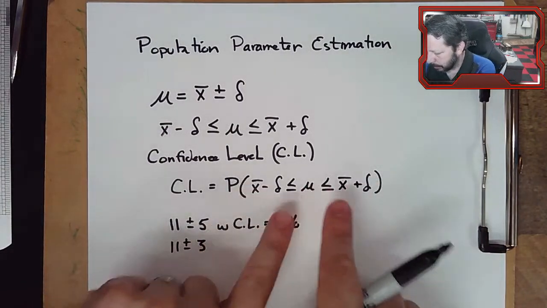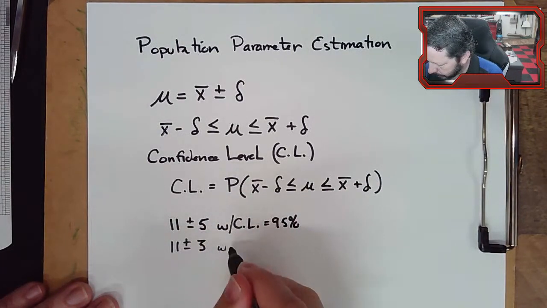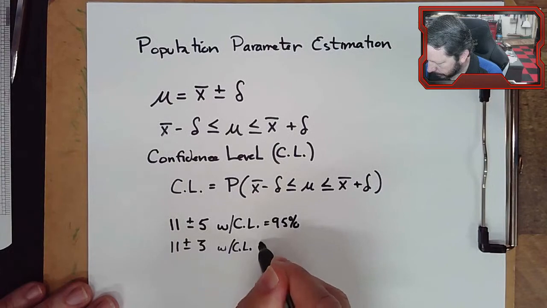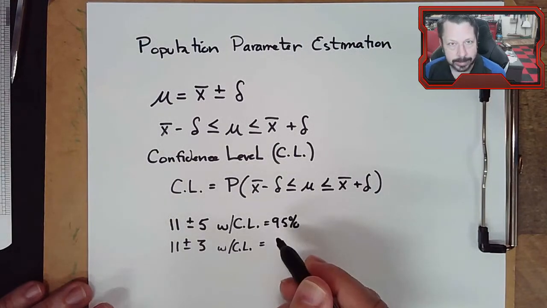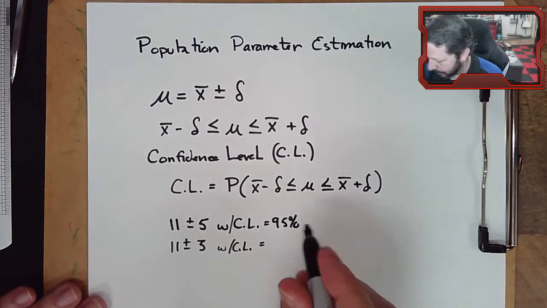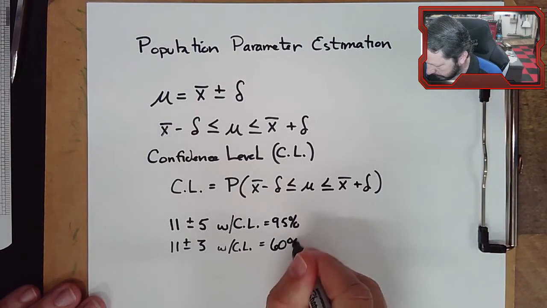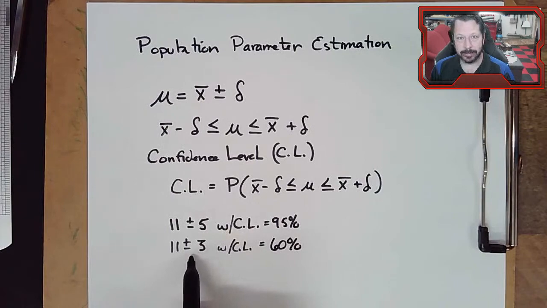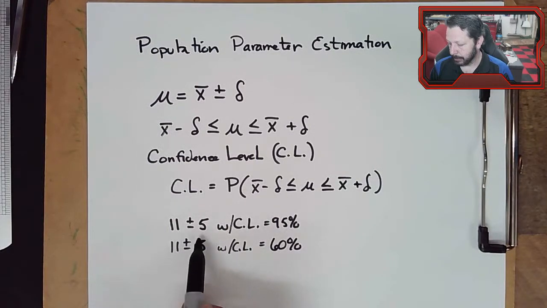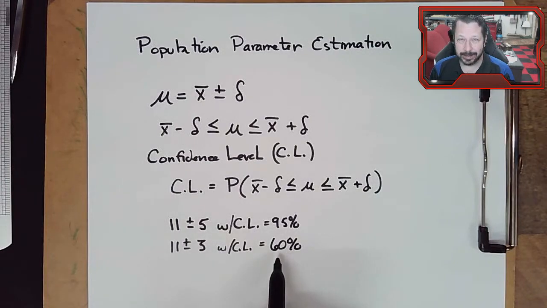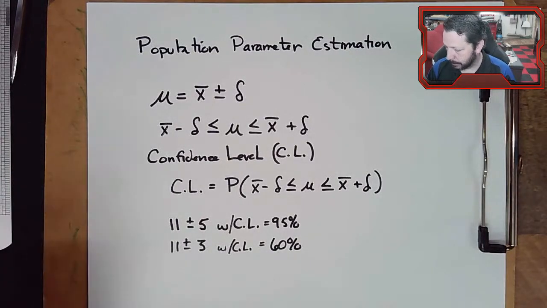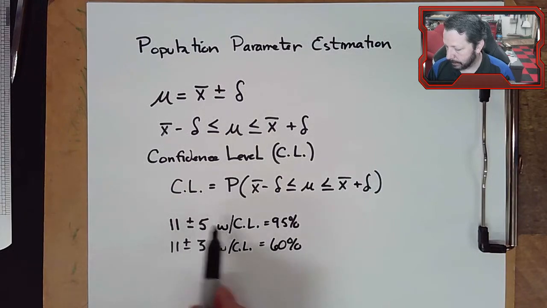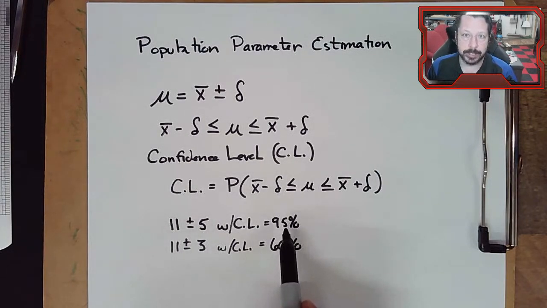This range is smaller. So now I've got a confidence level of maybe, and these numbers are made up, right? So we'll get some real numbers in a minute. 60%. I had to drop my confidence because I made a tighter, a more difficult statement. So I made it where this range is smaller, so I'm not as confident anymore. If I made this range larger, plus or minus 7, then maybe I'm at 98% confidence or something.